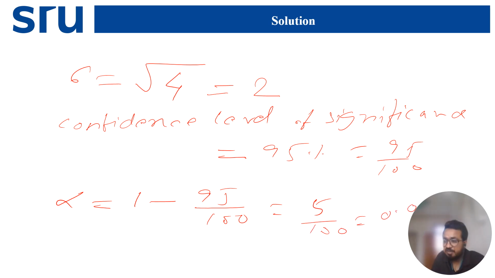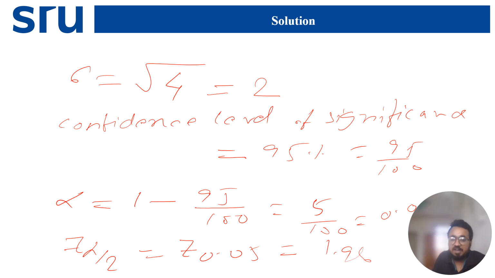Okay, so this is the value of alpha, and from the previous table we can find the value of Z alpha by 2. This will be equal to Z 0.05, and this will be equal to 1.96 from the critical value of the standard normal table. So now by using this value, we will find the confidence interval, and we will apply the formula whenever the standard deviation sigma is known.